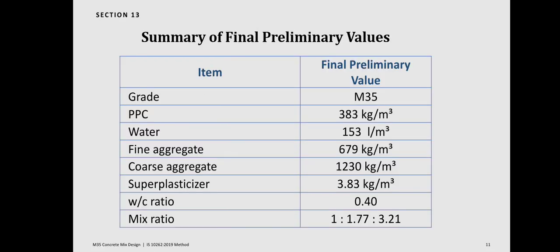So here the summary is given. That is the full design summarized on this table. Grade of the concrete, Portland pozzolana cement, quantity of PPC, quantity of water, fine aggregate, coarse aggregate, superplasticizer, water cement ratio, and final mix ratio.